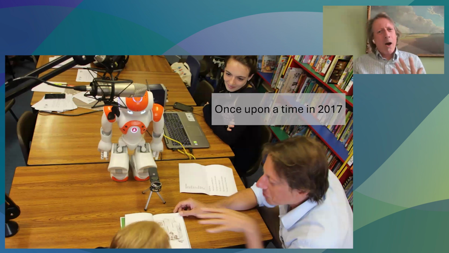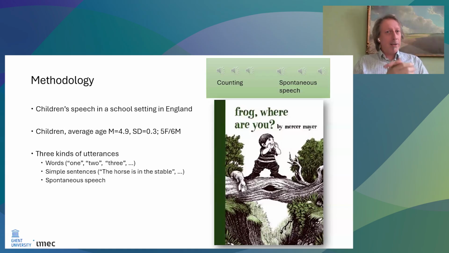We didn't know how bad it was, so we set out to collect data, and we went into a school, collected speech samples from kids who were about 5 years old. We had kids count from 1 to 10. We had them speak short sentences, repeat sentences, or even use spontaneous speech by reading or at least telling a story from this book. And this is what a 5-year-old child sounds like.